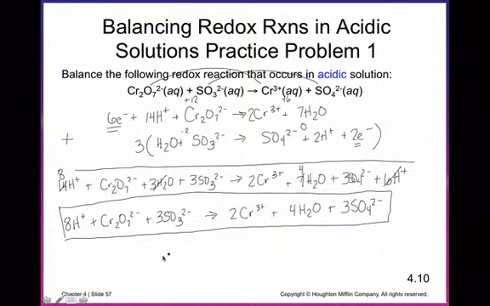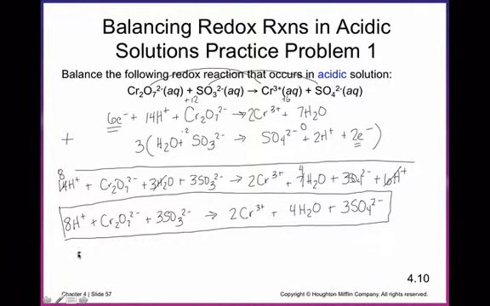All right, so I can check elements on both sides. I should have the same. I have 8 hydrogens, 2 chromiums, 2 chromiums. I have 7 oxygens. Well, let's go 7 and 9 is 16. So I have 12 O's there plus another 4, 16. 3 sulfurs, 3 sulfurs. So my elements are good.